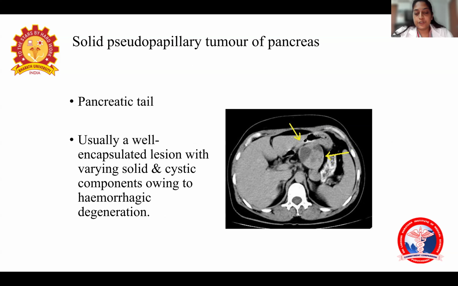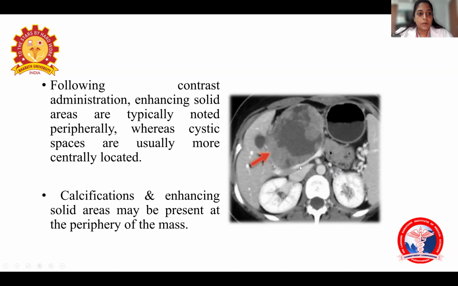Coming to the solid pseudopapillary tumor of the pancreas, it is mostly, as we've seen, seen in the pancreatic tail. So it is usually a well encapsulated lesion with solid and cystic components. It can also have a hemorrhagic degeneration. Okay, as you can see, I've marked the lesion with yellow arrows. Following the contrast administration, enhancing solid areas are typically noted peripherally. You can see here that peripherally there are enhancing solid areas, whereas cystic spaces are usually more centrally located. Classically, in this image, you can see that the center is hypodense. Okay. Calcification and enhancing solid areas may be present at the periphery of the mass.